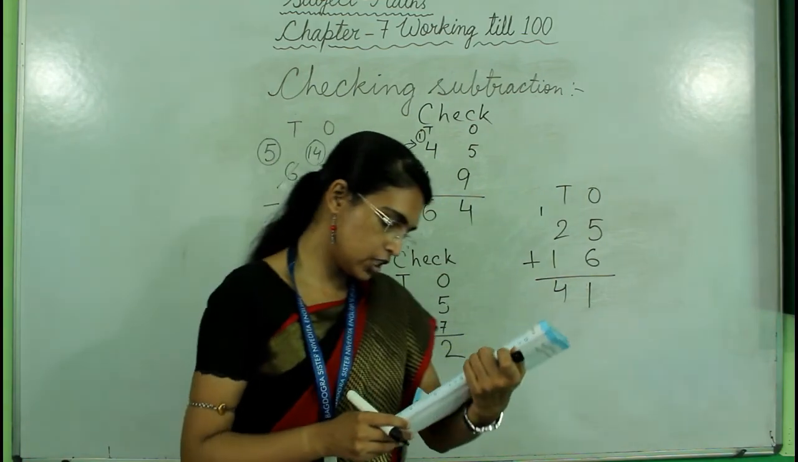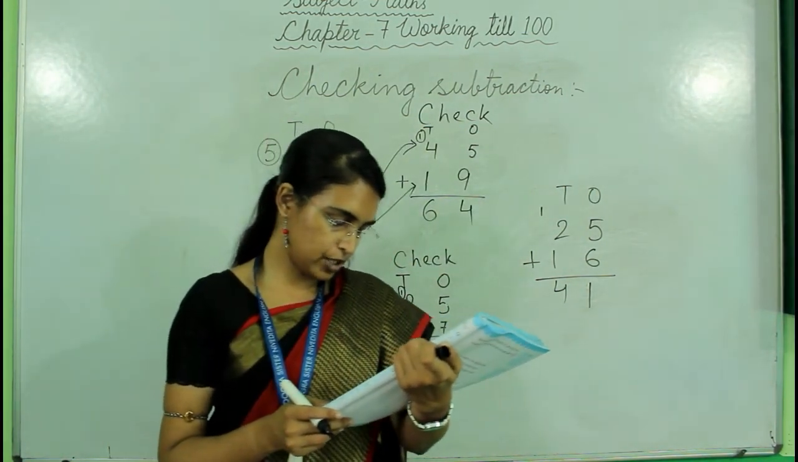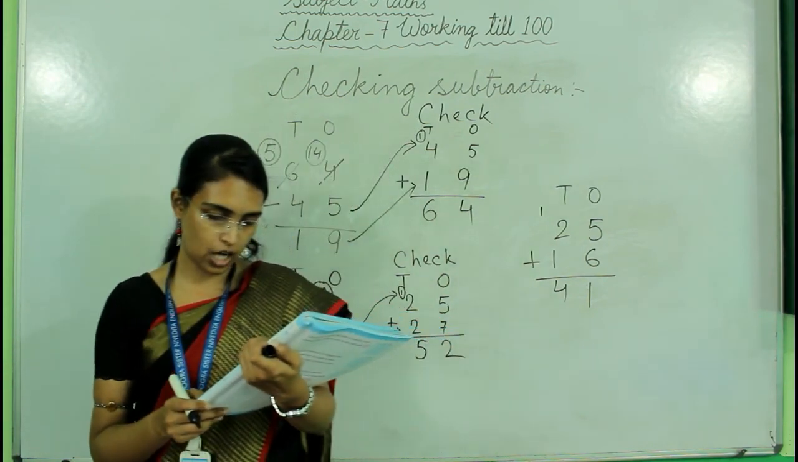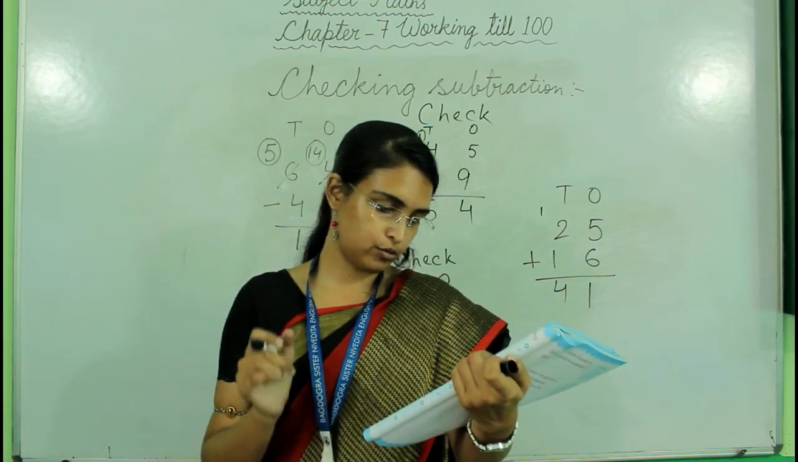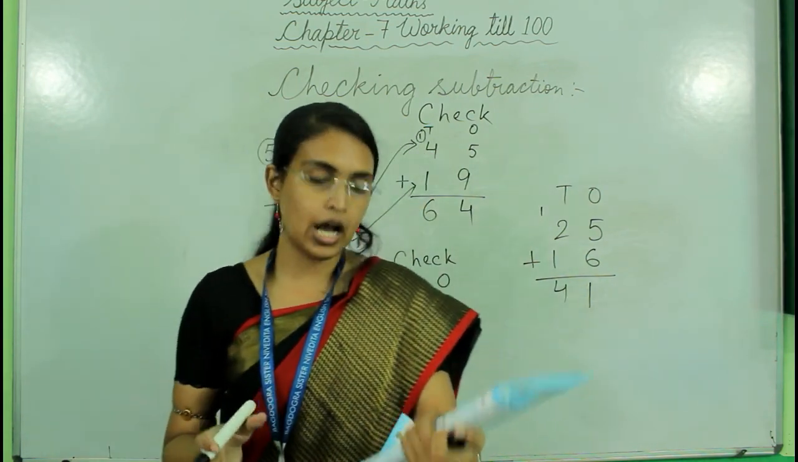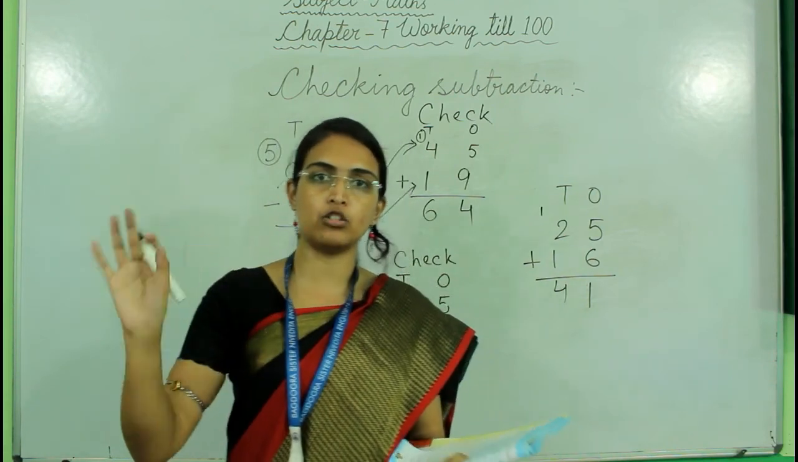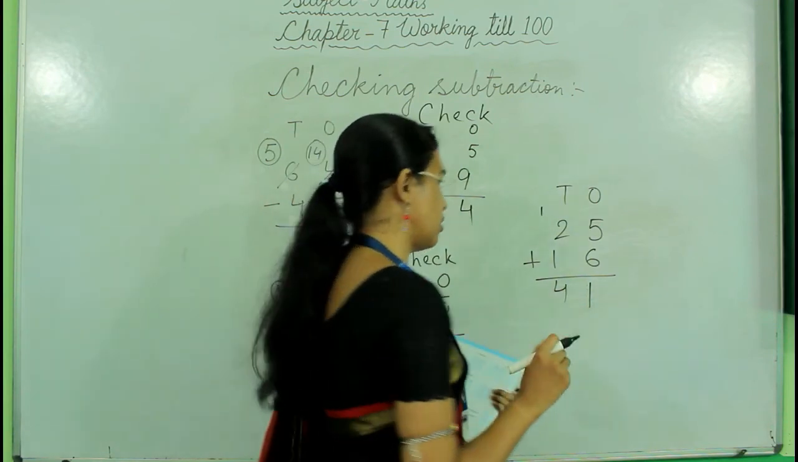Now the next question: Tina and Geeta were playing with cards. They had 52 cards, they lost 20 cards. How many cards are left with them? Tina and Geeta have 52 cards. They are playing with those 52 cards, and from 52 they have lost 20 cards. So how many cards are left?